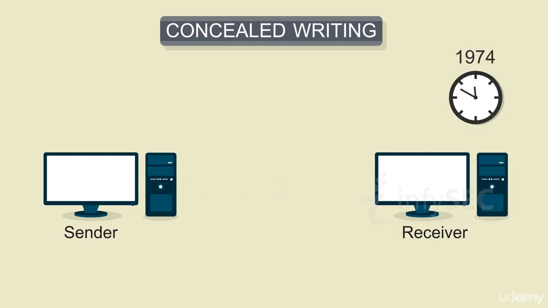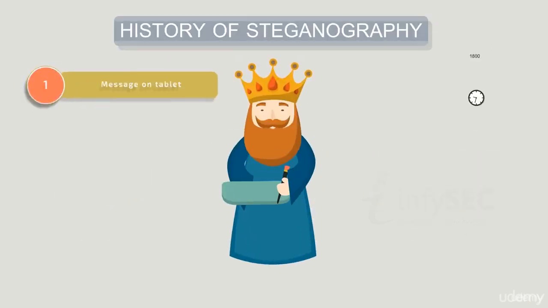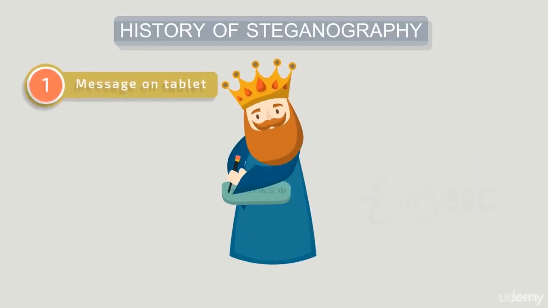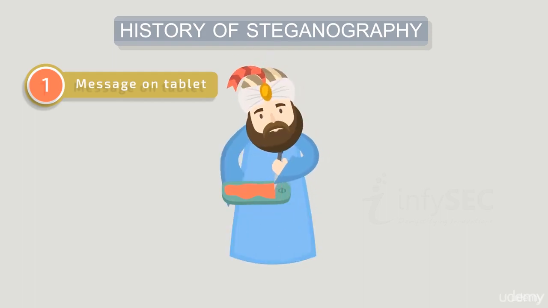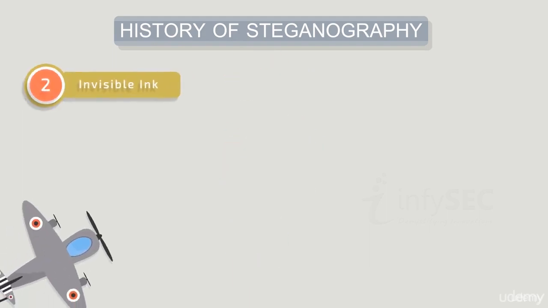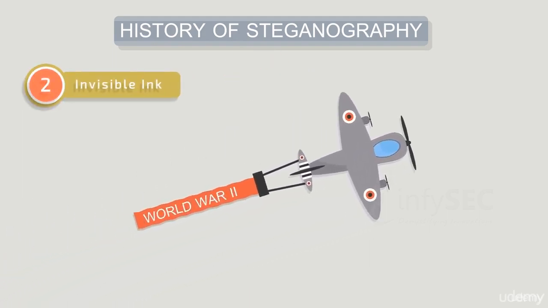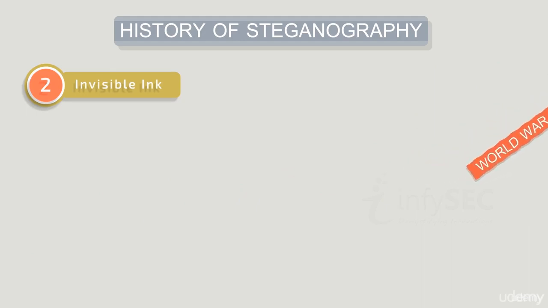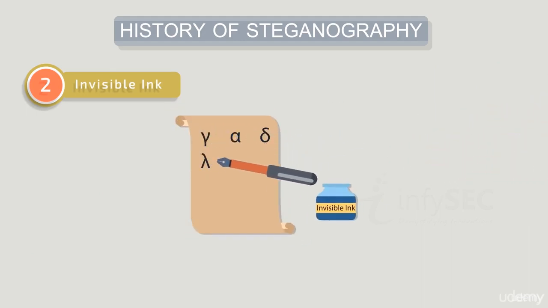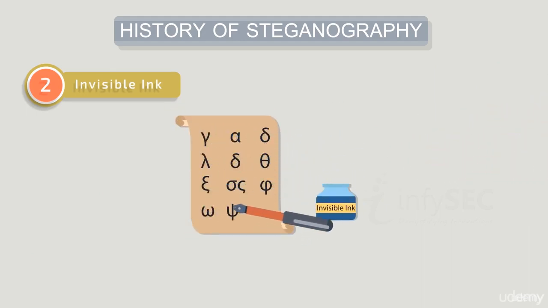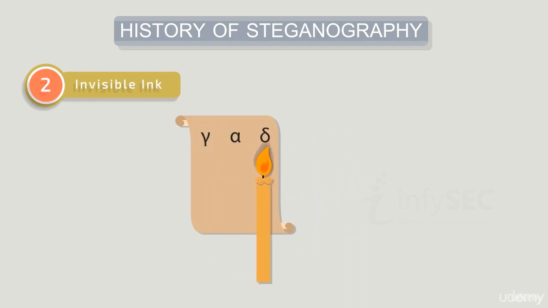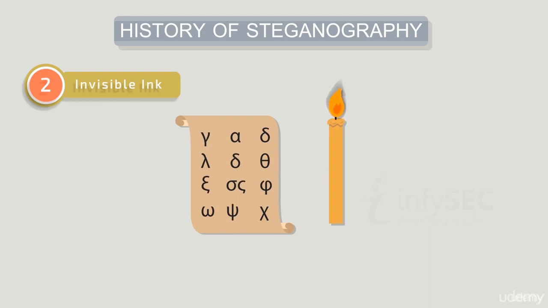Before moving further, let us get a glimpse of how steganography evolved from the past. Demaratus, the king of Sparta, sent a secret message on a tablet covered with wax. When it was received at the other end, the wax was scraped off to recover the message. During World War II, steganography played a vital role in the form of invisible inks, which remained invisible when used for writing. The actual message can be made visible if the document is heated gently.